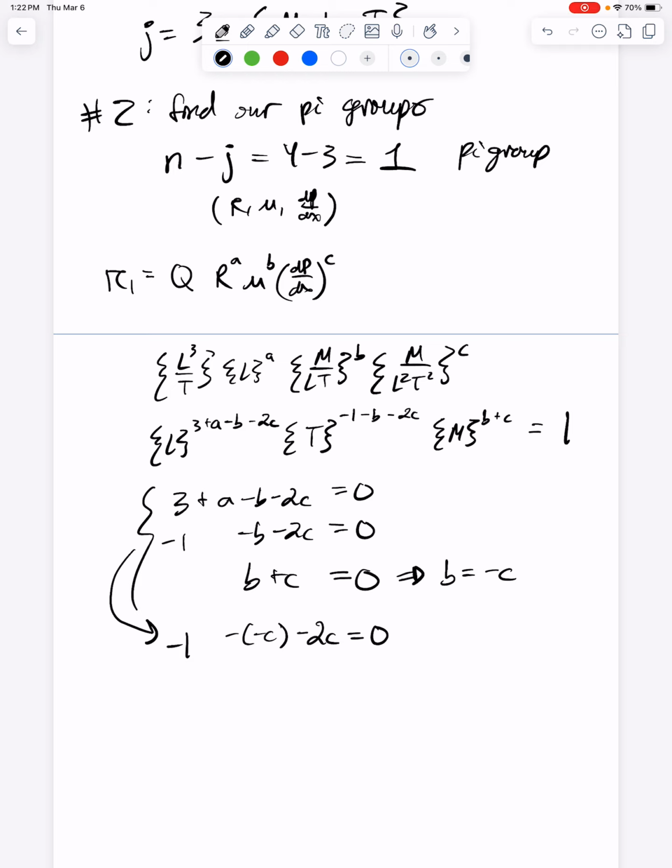So I have plus c minus 2c, so I have minus c, and I keep my minus 1 here. Minus 1 minus c equals 0. Therefore, c is equal to negative 1. If c is equal to negative 1, this means that b is equal to positive 1.